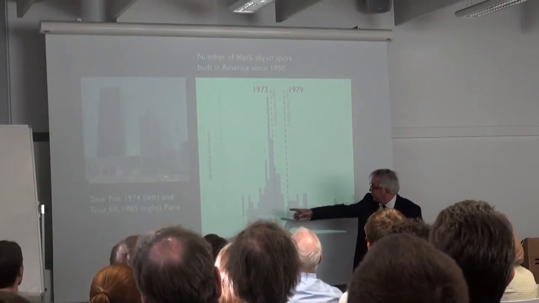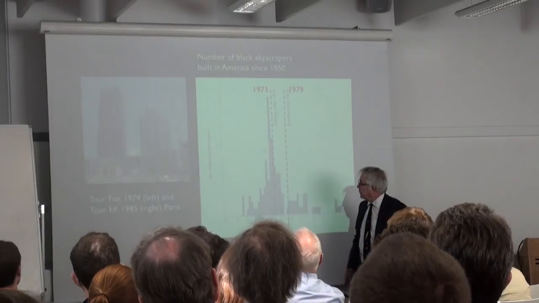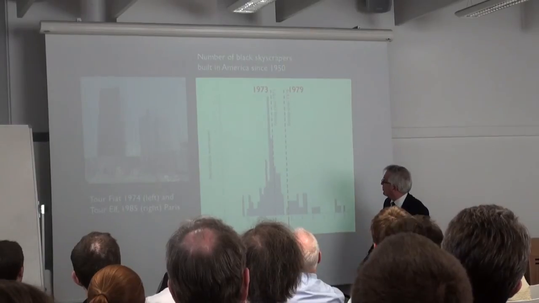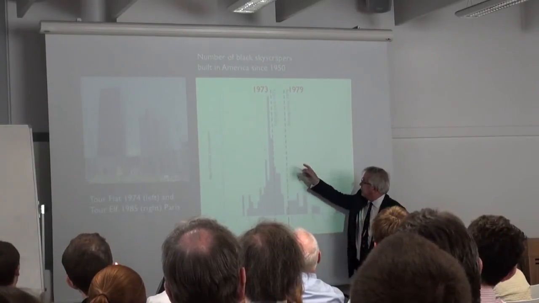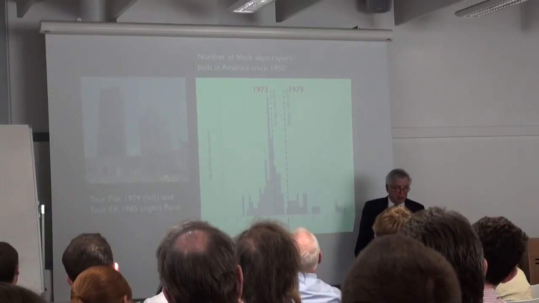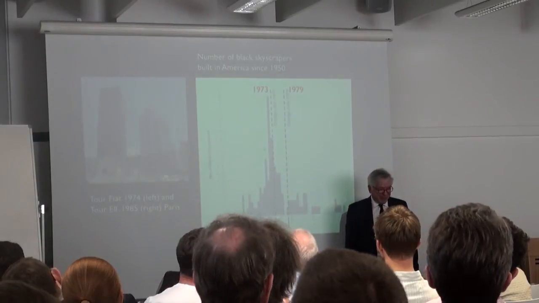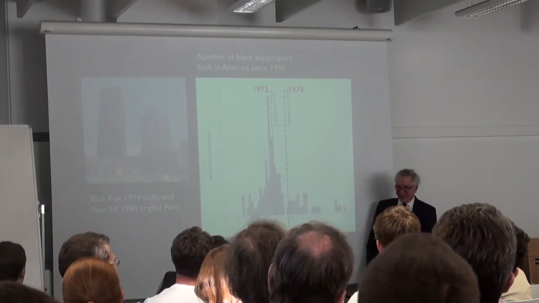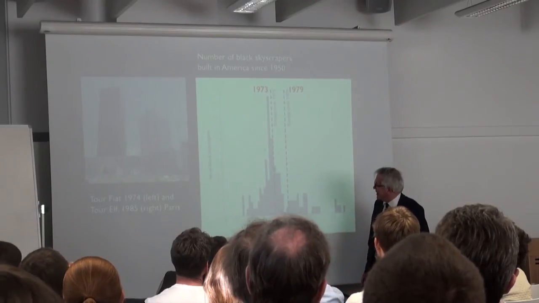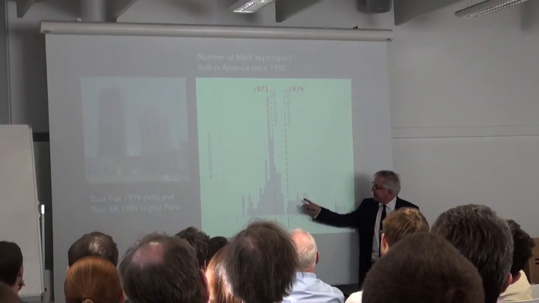This graph shows dates from 1950 to the present day. The y-axis is numbers of black glass skyscrapers. The 2 dates here, 73 and 79, are emphasized because those older readers will recognize that this is the energy crisis in the 1970s, the rise of OPEC, a huge increase in the price of oil, and suddenly people realize, whoa, maybe glass skyscrapers are not such a good idea.